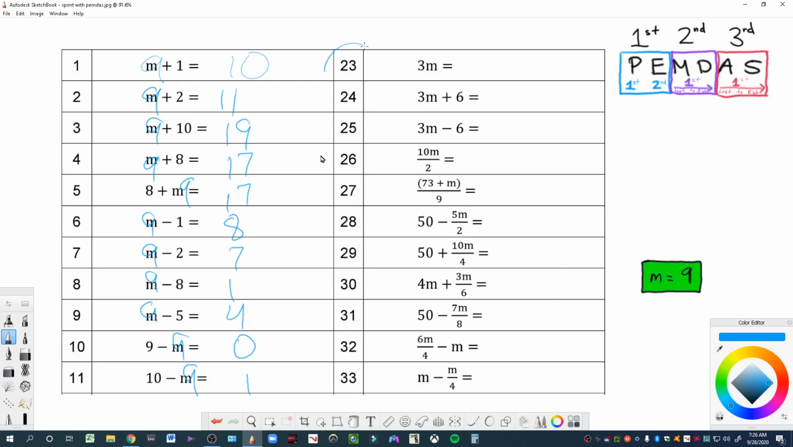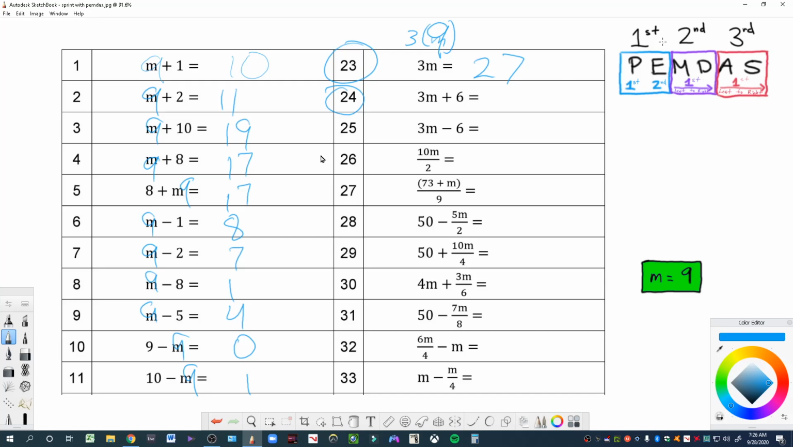Now, when you get to number 23, whenever you have a number next to a letter, it just means multiplication. So we would replace the m with a 9, and I do 3 times 9 equals 27. Once you get to number 23, this is when you use PEMDAS.